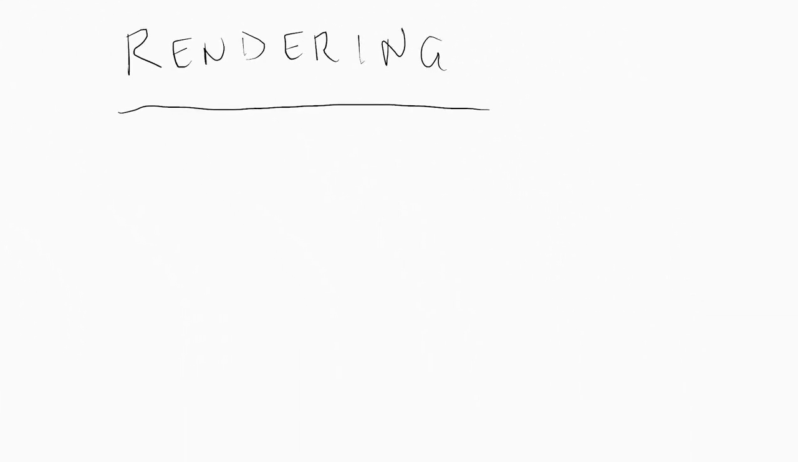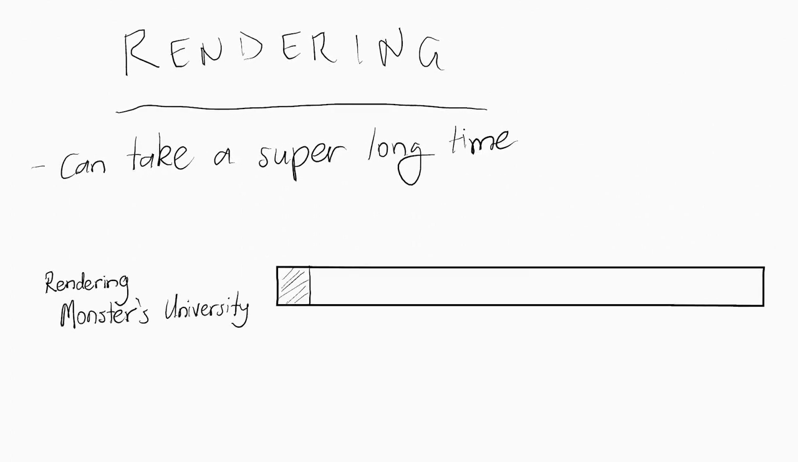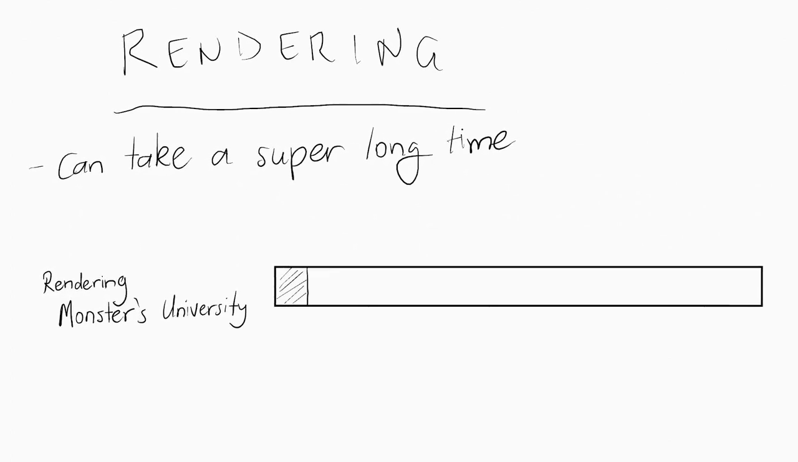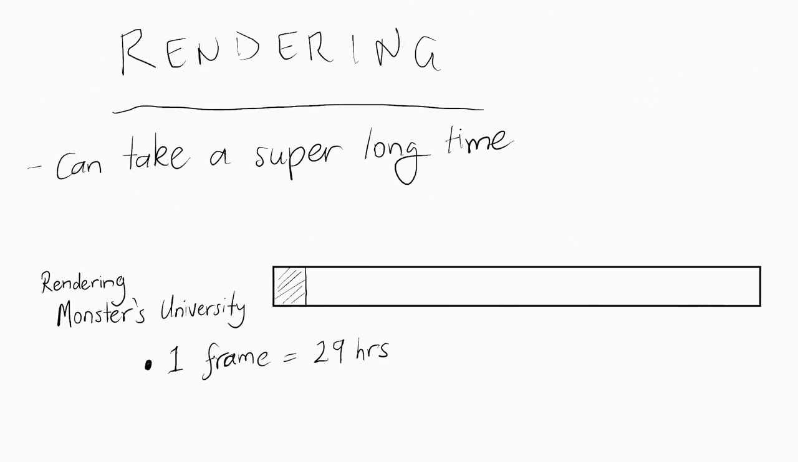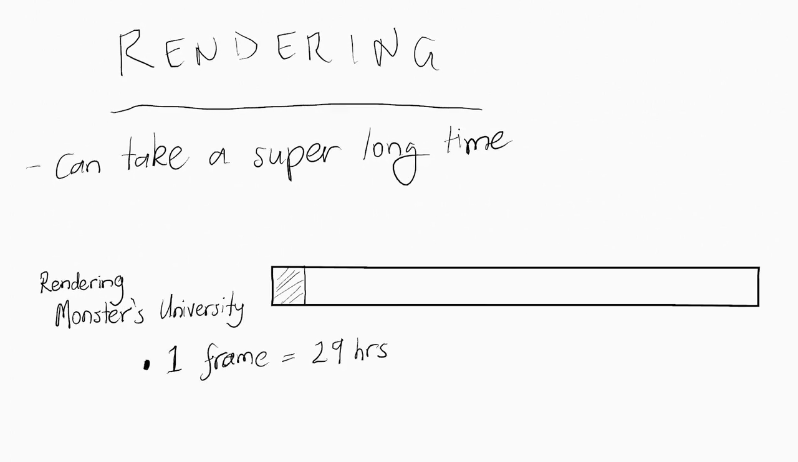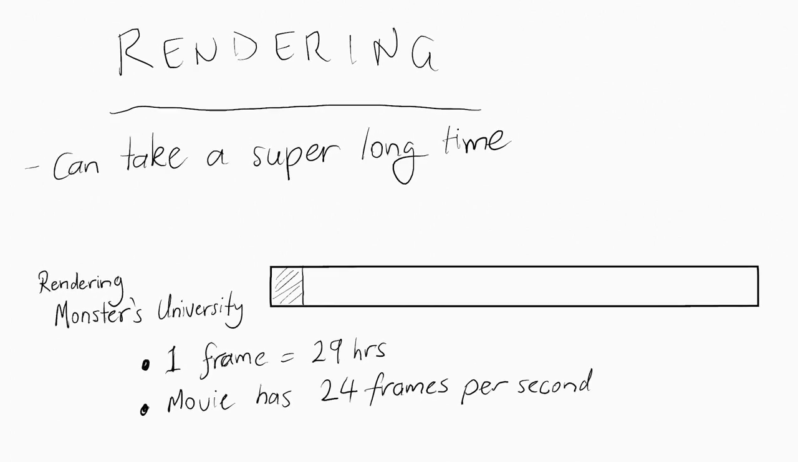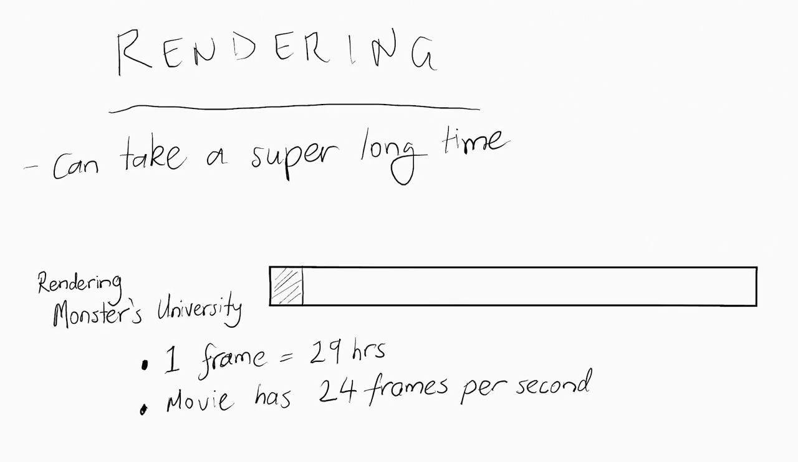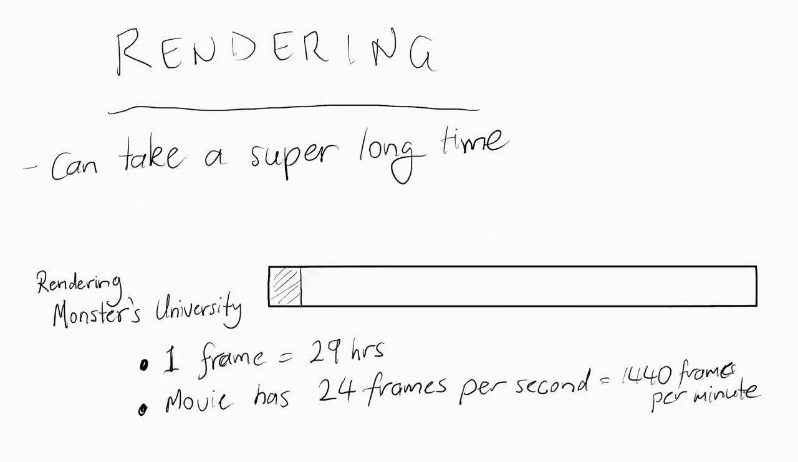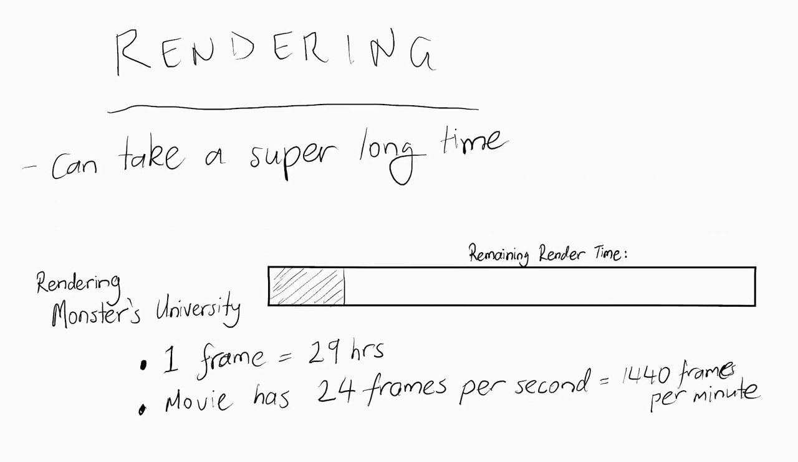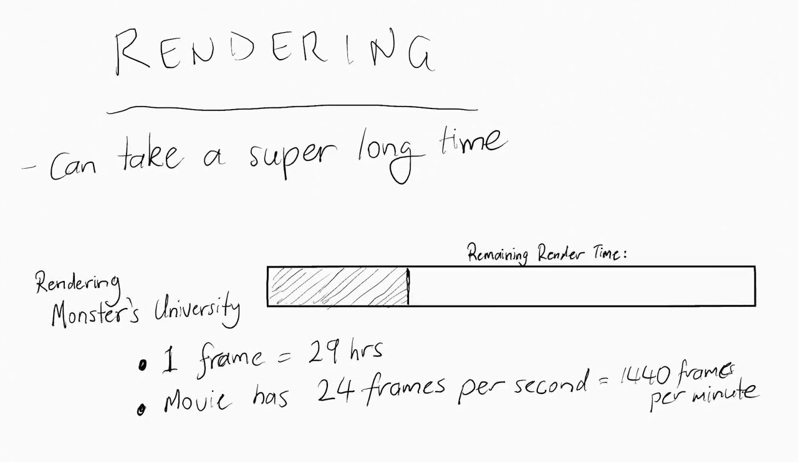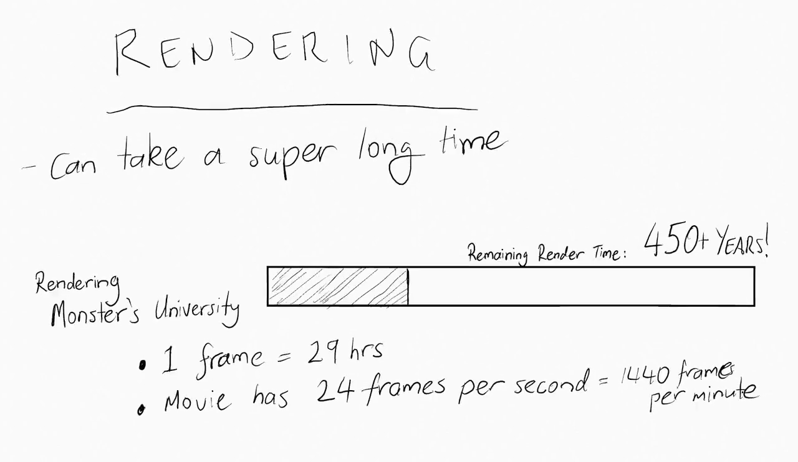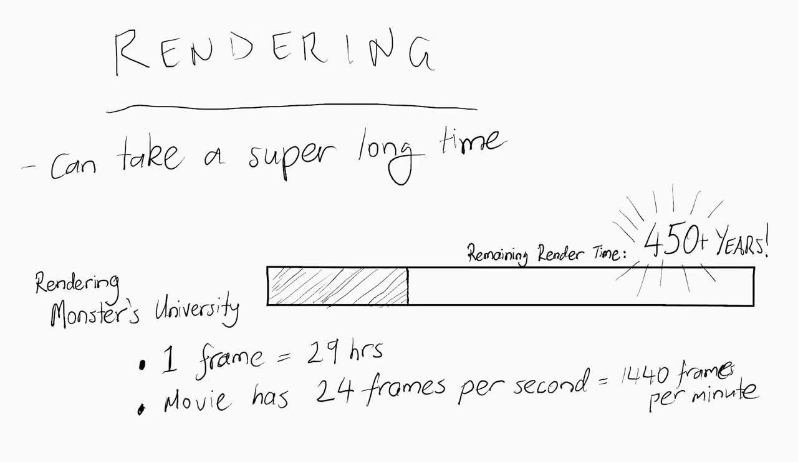Rendering can take a super long time. For Pixar's Monsters University, one frame took on average 29 hours to render. So just to put that into perspective, there are about 24 frames per second in a movie typically, or 1,440 frames per minute, or in this case, 129,600 frames for a 90-minute movie. In other words, Pixar would have had to wait 3,758,400 hours to complete the rendering of the entire film.